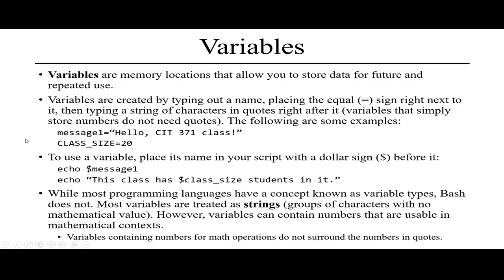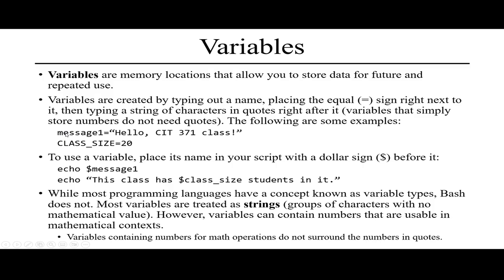So variables are memory locations that allow you to store data for future and repeated use. You can kind of think of a variable as a box holding some object. And you can actually change what's in that box throughout the script. So to create a variable, you place an equal sign right next to the name that you're making for the variable. And then you type a string of characters in quotes right after it, or you type a number that doesn't need to be in quotes. It should be noted that there are data types to be specified, which I'll get into just a little bit.